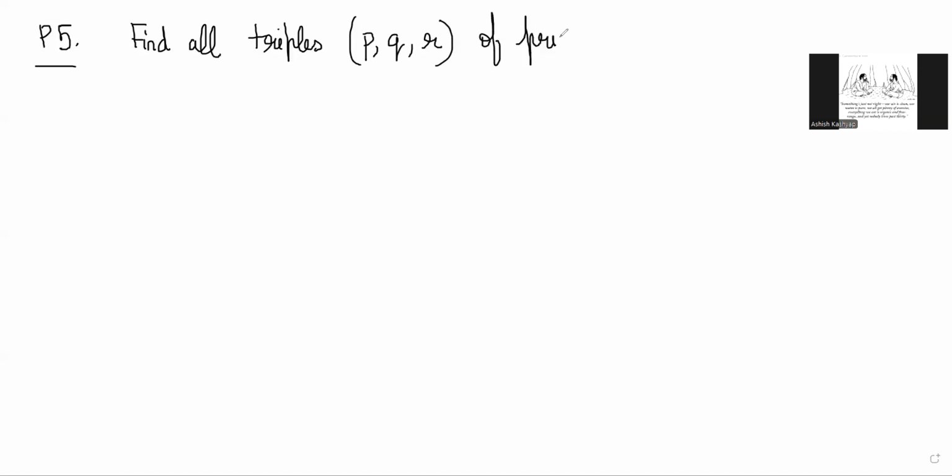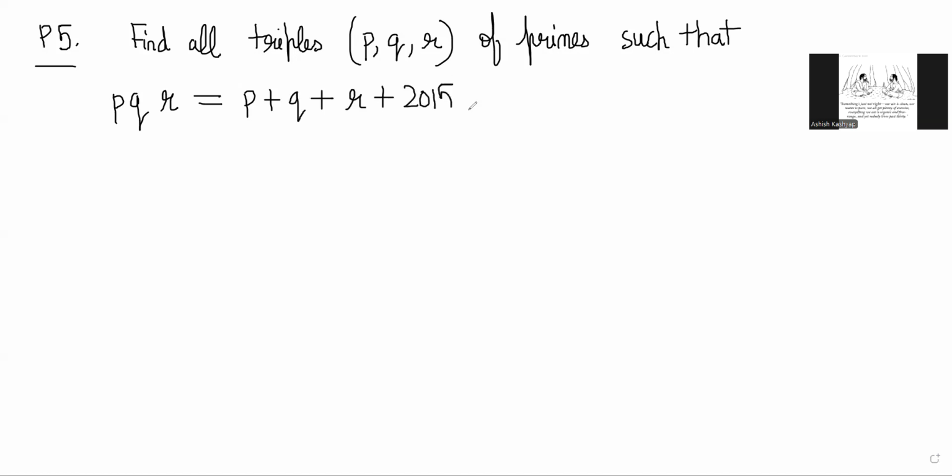This question says, find all triples PQR of primes. So P, Q, R are prime numbers such that this equation is satisfied: the product PQR is equal to P plus Q plus R plus 2015. Find all the triples PQR of primes such that PQR is equal to P plus Q plus R plus 2015.